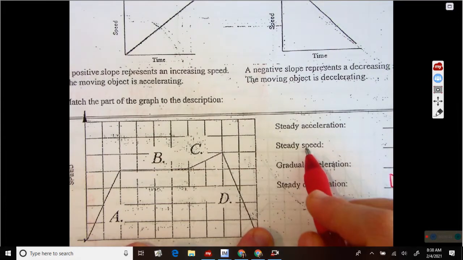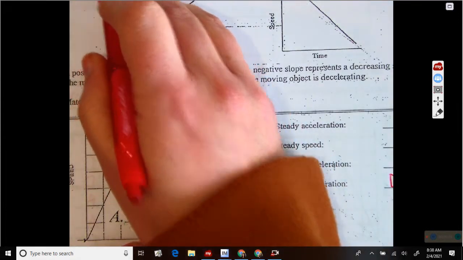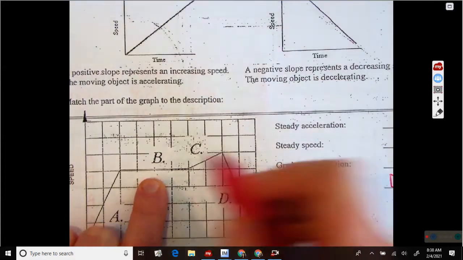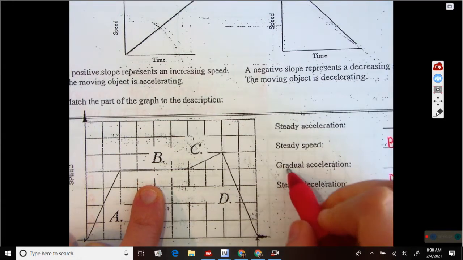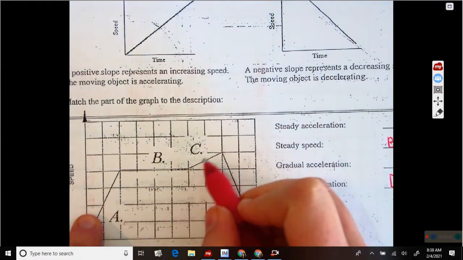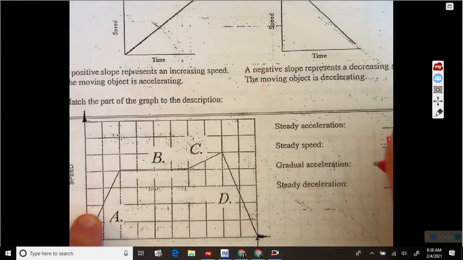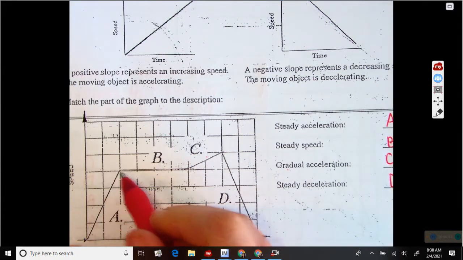Now we have steady speed. We just said if the speed line is flat, we have steady speed. So my speed is steady on B. Now I have steady acceleration and gradual acceleration. Gradual means slow. So do you think A or C would be slower? Looks like C would be slower and A would be steady. Okay, so the steeper the line, the faster you're accelerating.